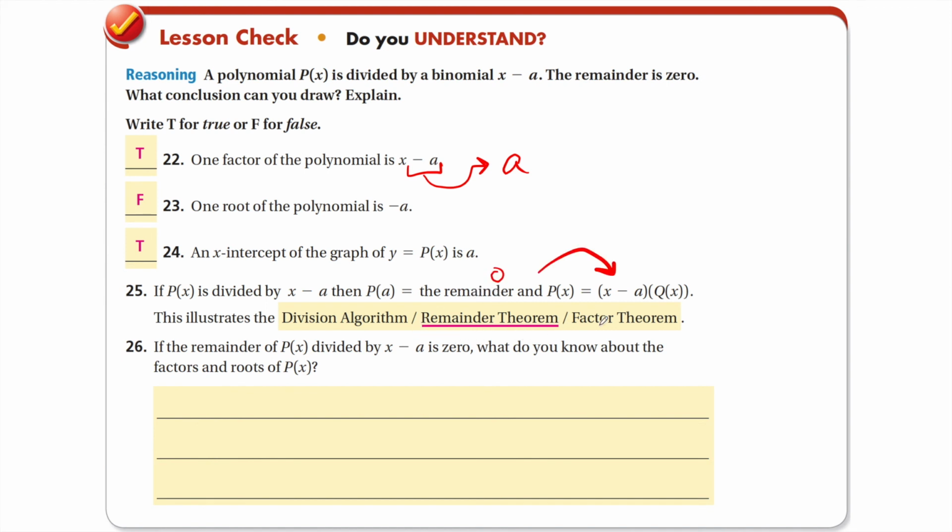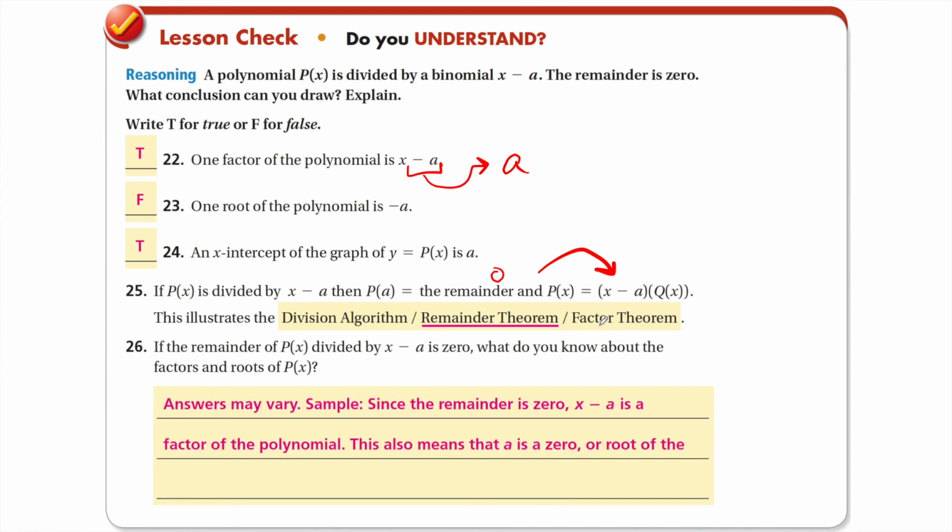If the remainder of p sub x divided by x minus a is 0, what do we know about the factors and the roots? Well, we know that since the remainder is 0, x minus a is a factor of the polynomial, and this also means that a is a 0 or a root, or in this case, a solution.